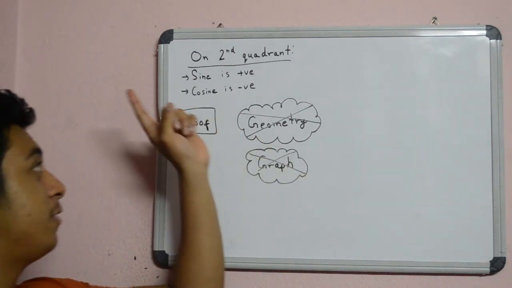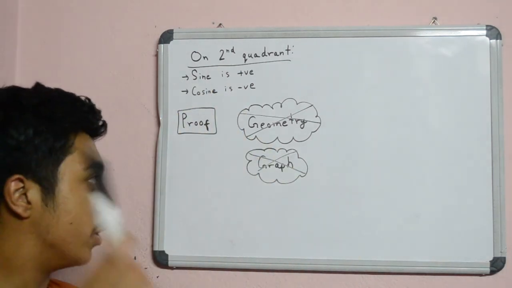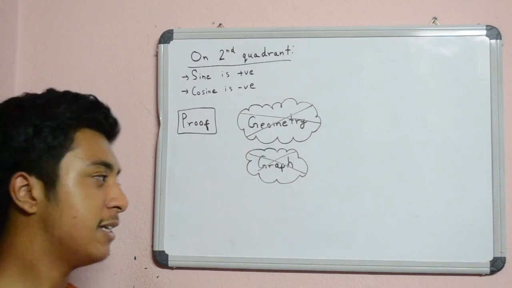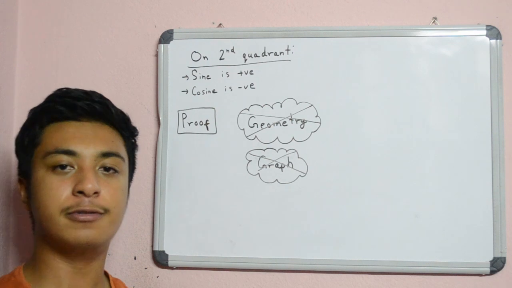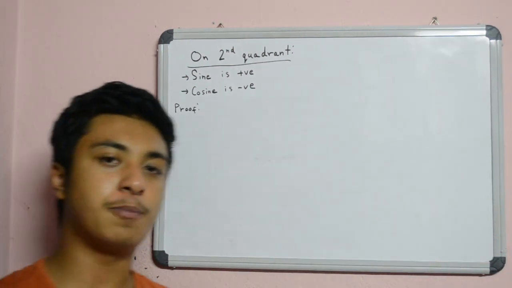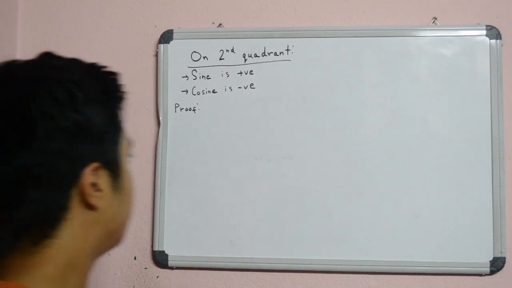Hello guys, let's prove that on the second quadrant, sine is positive and cosine is negative without any geometry and without showing any graph. Now let's go ahead with the proof. So before we begin the proof, I'll have to assume one axiom that is always true.